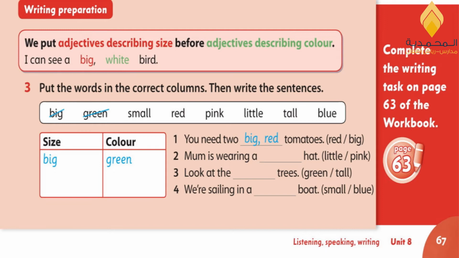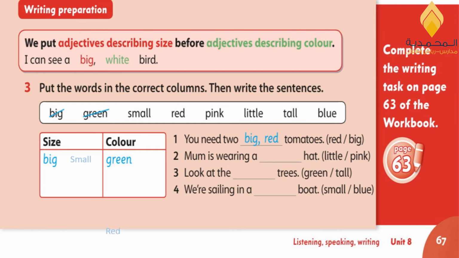Let's answer exercise number 3. Put the words in the correct columns, then write the sentences. Now we have some adjectives and we're going to classify them under size or color. Big, under size, excellent. Green, color. Small, size.